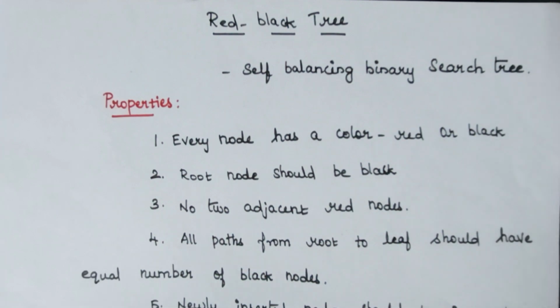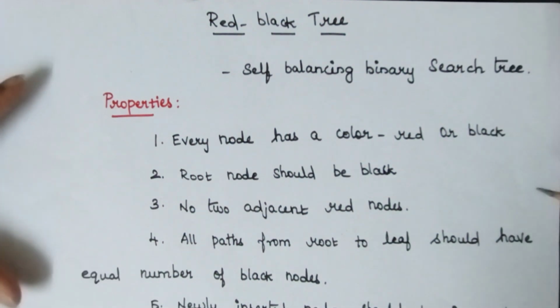The leftmost value should be less than the root node value, and the rightmost value should be greater than the root node value. This is the property of a binary search tree, and that is how the red-black tree also contains the values. And this is a balancing binary search tree, called a self-balancing binary search tree. That is, whenever a tree is unbalanced, it automatically performs some operations to balance that tree.